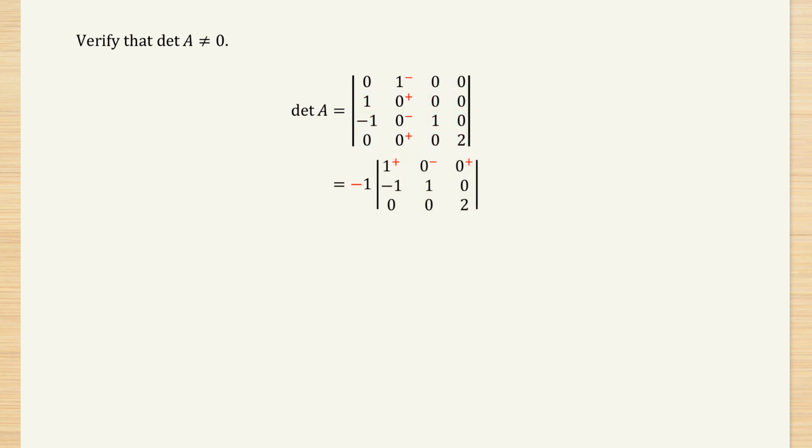Cofactor expansion along the first row. We have a 1, and also the plus and minus sign associated with that position happens to be a plus. Cross off the row and column that contains the 1, and then get the determinant of that. AD minus BC, 1 times 2 minus 0 times 0. The determinant is -2, it's non-zero, as we expect.